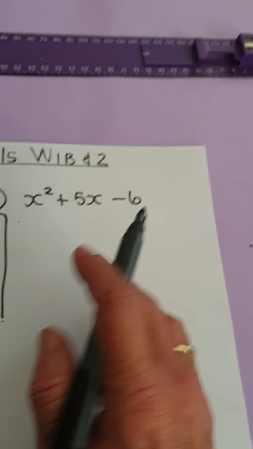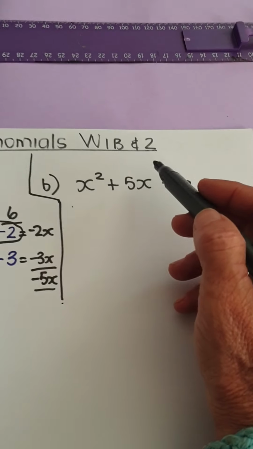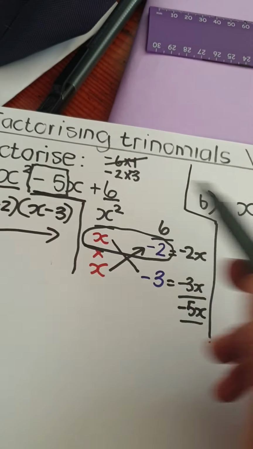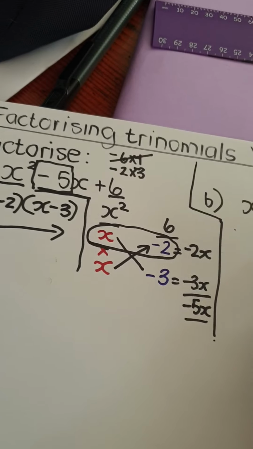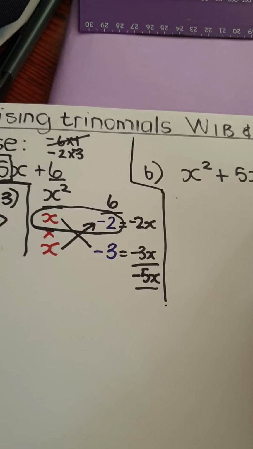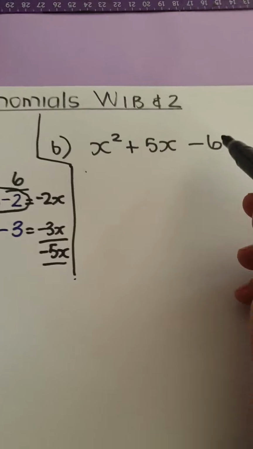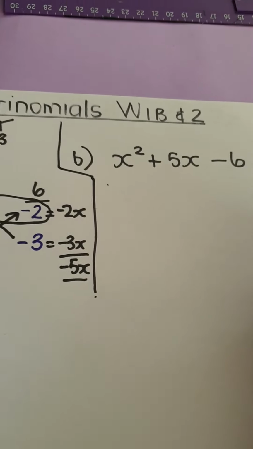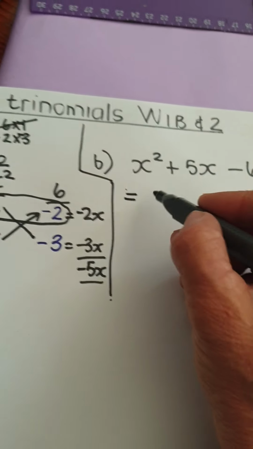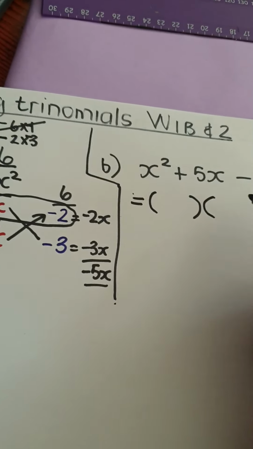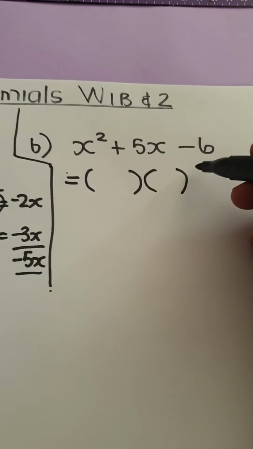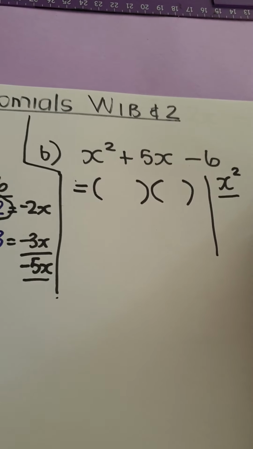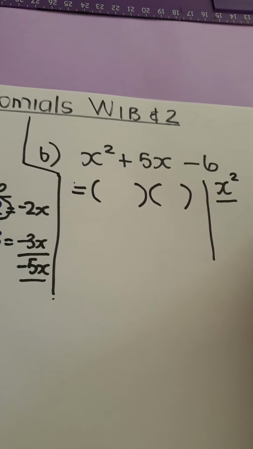For B, you have to factorize x squared plus 5x minus 6. What is different from the first one? Now my coefficient for the middle term is positive, but my last term is negative, which means that when I multiply factors of the last term, I must get a negative answer. So we're going to have two brackets, and then we look at factors of the first term, which is factors of x squared, and factors of, in this case, negative 6.